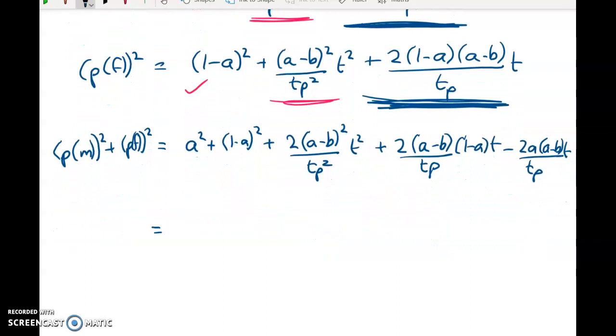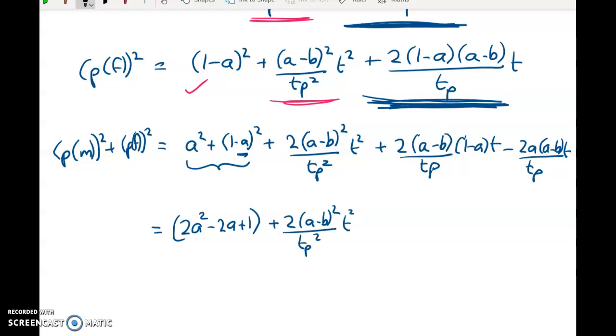So we'll just fix some of this up before we go any further. And here, I'm going to write this now as a squared plus 1 minus 2a plus a squared. So we're going to have 2a squared minus 2a plus 1, plus 2 times (a minus b) squared. I think this is the most boring video I've made in a while. Now, what about the cleanup here? Well, the more we can clean this up before we start integrating, the better for us, I think.